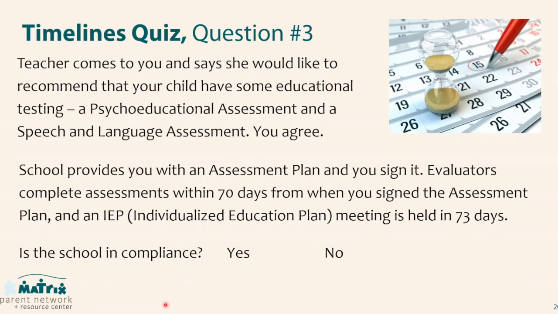Okay. A teacher comes to you and says that she would like to recommend that your child have some educational testing, a psychoeducational assessment, and a speech and language assessment. You agree. The school provides you with an assessment plan and you sign it. Evaluators complete the assessments within 70 days from when you sign the assessment plan, and an IEP is held in 73 days. Is the school in compliance, yes or no?